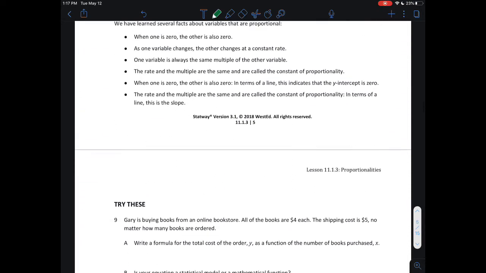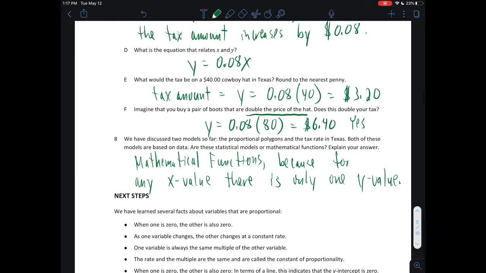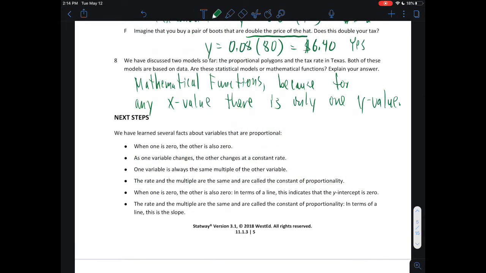So those are both mathematical functions. So now next steps. We have learned several facts about variables that are proportional. When one is 0, the other is also 0. As one variable changes, the other changes at a constant rate. One variable is always the same multiple of the other variable. The rate and the multiple are the same and are called the constant of proportionality.